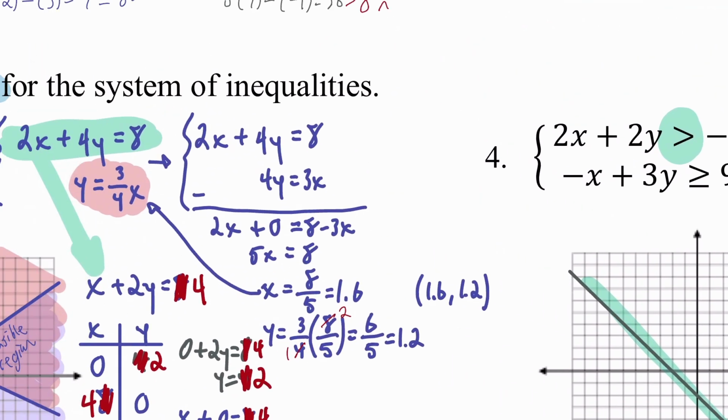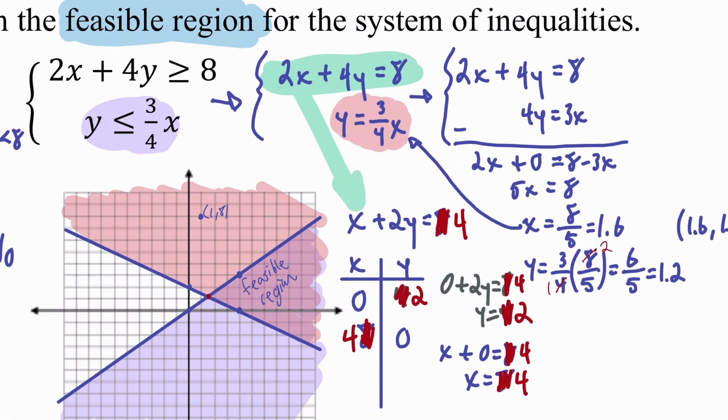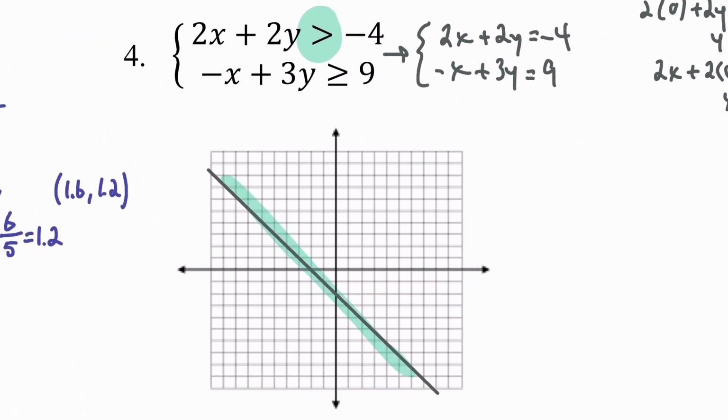Over in this other one, both of these were of the or equal to type, greater than or equal to, or less than or equal to, right? So there are solid lines because the points that are on the lines themselves, the boundary lines, all satisfy their respective inequality because the inequalities are or equal to. Now this one is strictly greater than. So the points that are on the line are not solutions to the inequality. So the way to indicate that is that we're going to turn this into a dashed line.